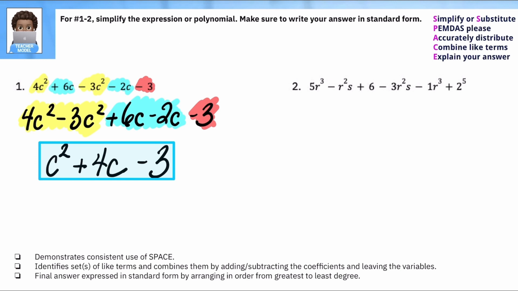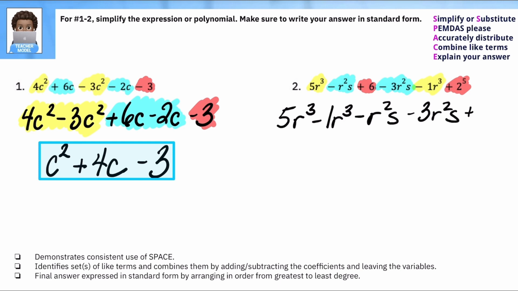Again, I'm scanning to ensure that I have like terms. So this one here, r to the third power, r to the third power, r squared s, r squared s. And the last one, these are just whole numbers, even though that has an exponent in there. All right, so let's rewrite this. 5r to the third power. Okay, and now we're just going to simplify.